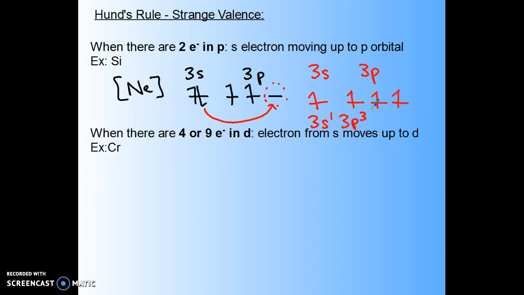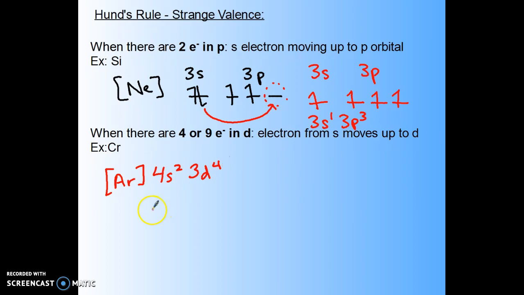Okay, so the same thing is true when we're in the D block. If an element has 4 or 9 electrons in the D block, one of the S electrons can move up. So let me show you what I mean by that. So chromium is located on the 4th row in the 3D sublevel. So the noble gas that came before that was argon, and then we have 4s2, 3d4.